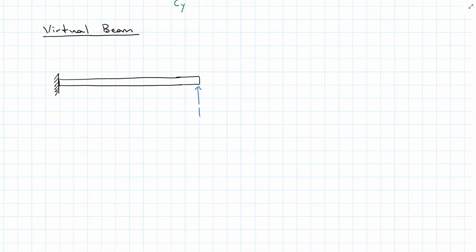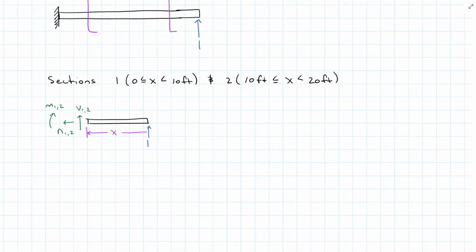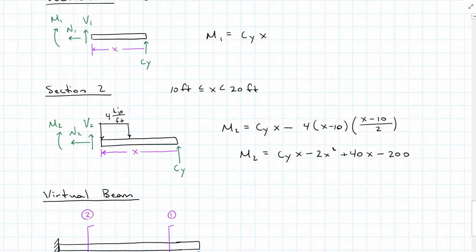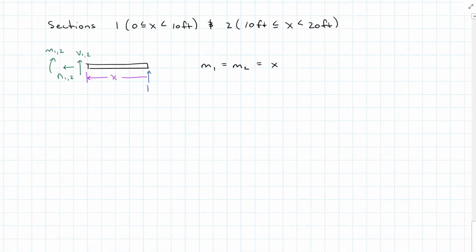I'm going to take the same sections, and what we're going to find is sections 1 and 2 on my virtual beam have the same free body diagram. So my virtual moment 1 is going to equal my virtual moment 2, which is going to equal x. And I can do this because I have my moment with compression in the top on my virtual beam, and on both of my given beams, I have moment compression in the top. We have to make sure all the moments are acting in the same direction so we don't get any sign confusion. Now we put this into our virtual work equation.